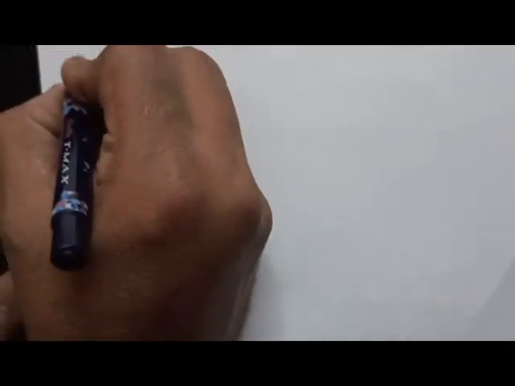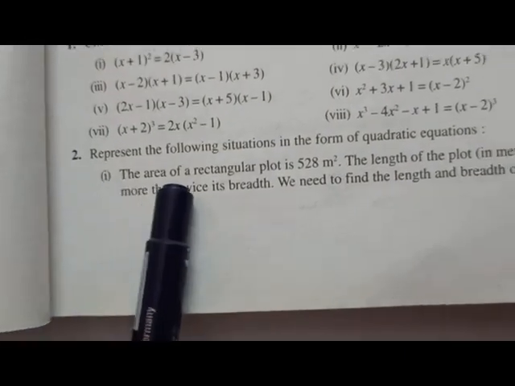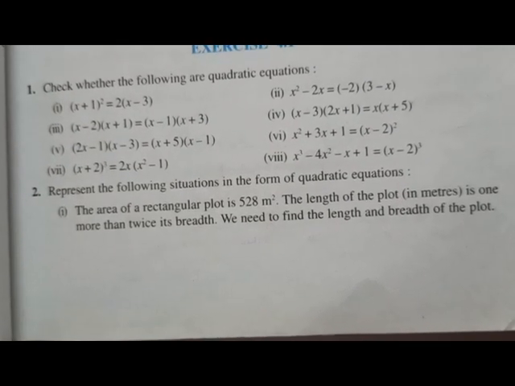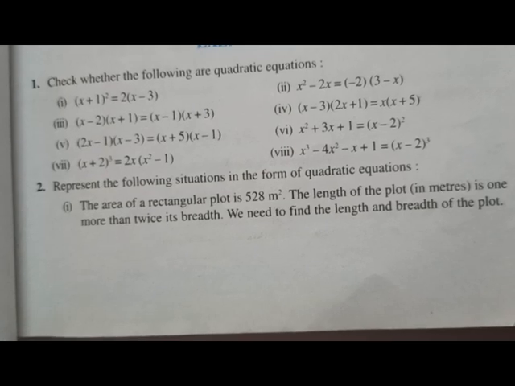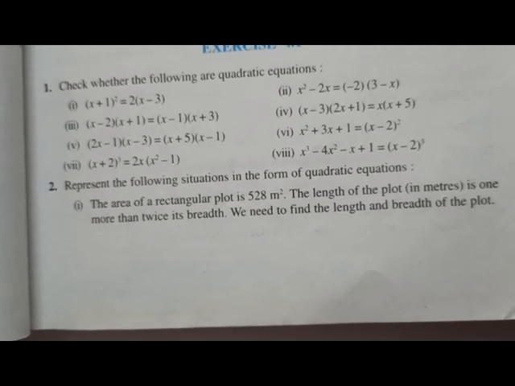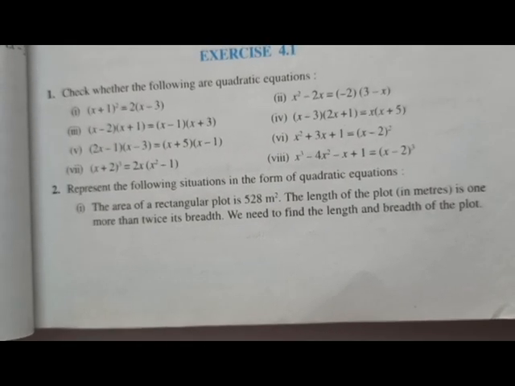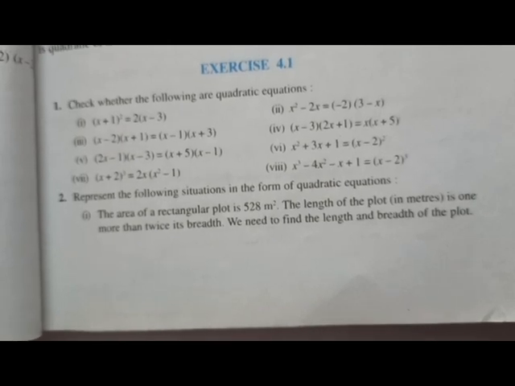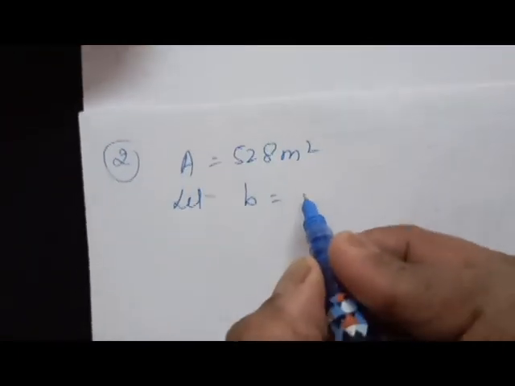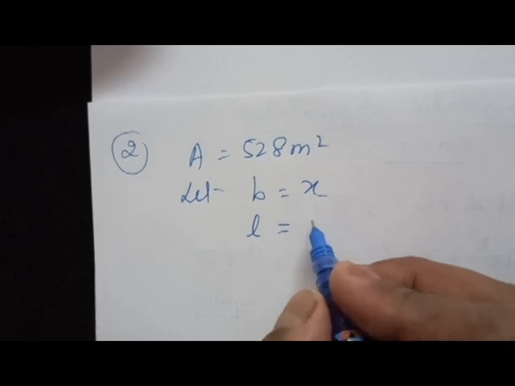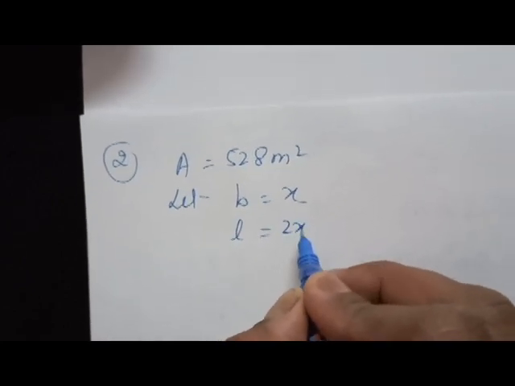Now we move on to question number 2. Represent the following situations in the form of quadratic equations. We have to represent them, we don't have to solve them. The area of a rectangular field is given as 528 meters square. The length of the plot is 1 more than twice its breadth. So students, we can see here, let breadth be equal to x. So length is equal to 1 more than twice its breadth, that is 2x plus 1.